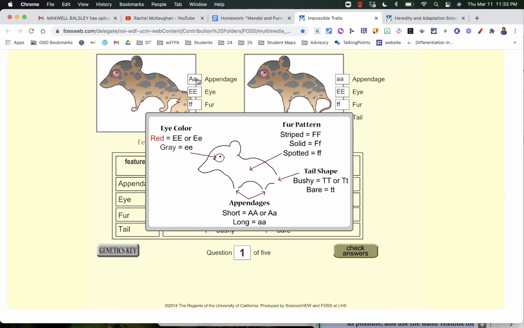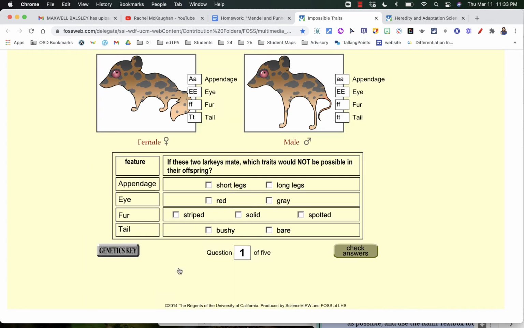Can they get 2 little A's? You get a little A from this one, a little A from this one. So you can have both of those kinds of legs. So neither one of them are impossible.